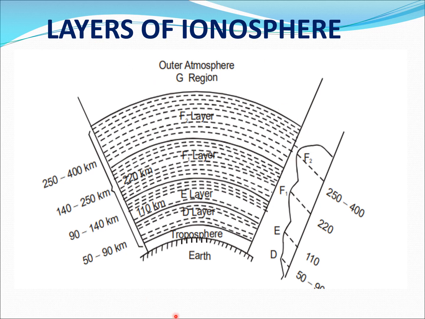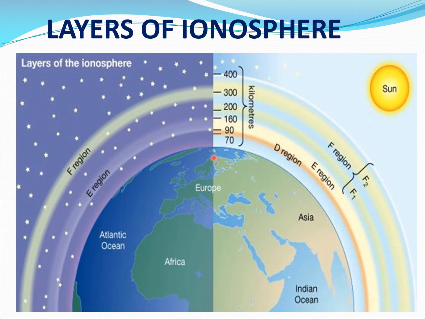Now, this diagram shows the layers of ionosphere. So first is a D layer, 50 to 90 kilometers. Then 90 to 140 is E layer. 140 to 250 is F1 layer. 250 to 400 kilometers is F2 layer. So these are the various layers of ionosphere. Now this diagram is just another view showing the various layers of ionosphere. So D region, E region, F1 region and F2 region, and the distance once again is shown here.